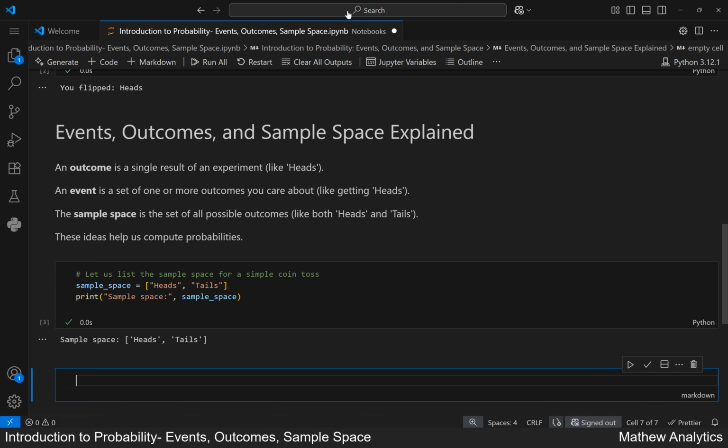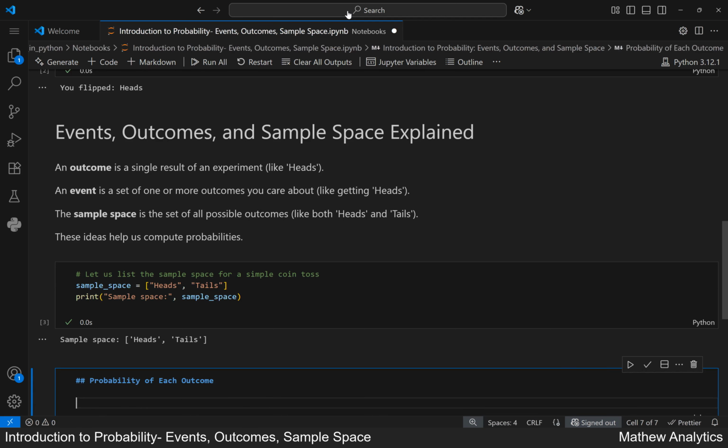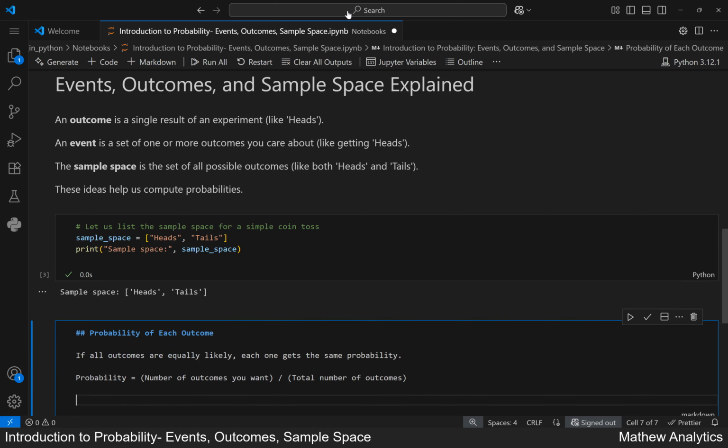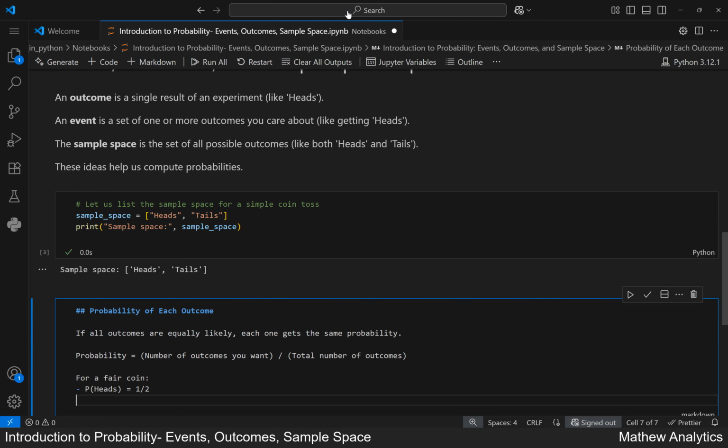Probability of each outcome. If all outcomes are equally likely, each one gets the same probability. Probability is the number of outcomes you want divided by the total number of outcomes. For a fair coin, P of heads is 1 divided by 2. P of tails is 1 divided by 2. Running the cell now.